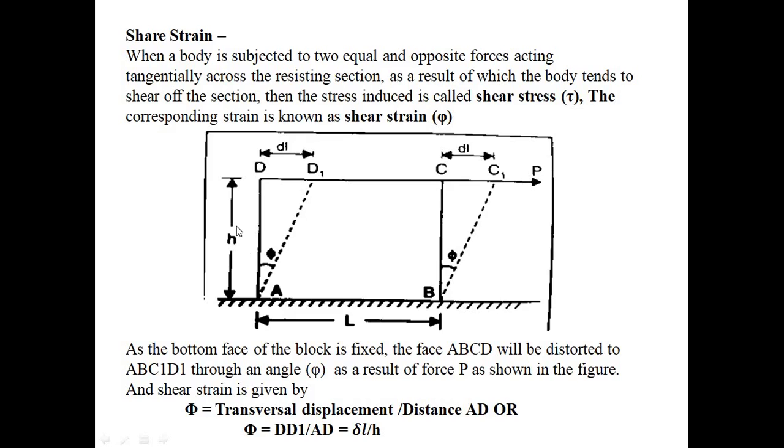Here H is the height, and delta L is the change in dimension, the change in position of the block. D tends to move towards D1 and C tends to move towards C1 due to the applied force P, and the change in position delta L will be the same at both locations. That's why the shear strain is given by the transverse displacement over the distance AD, that is H, the height. That is delta L upon H. In this way we can calculate the shear strain.